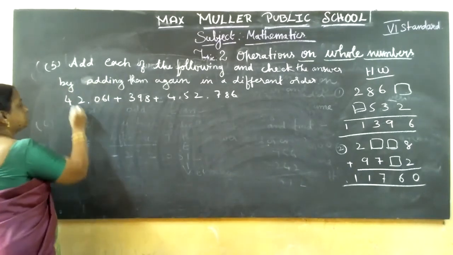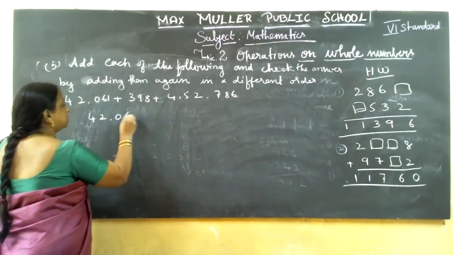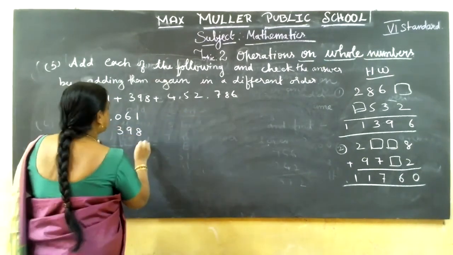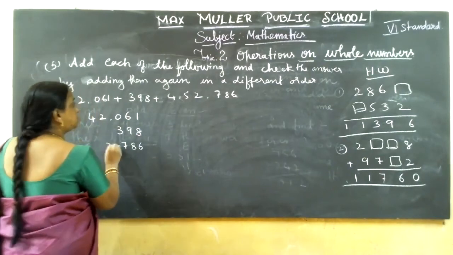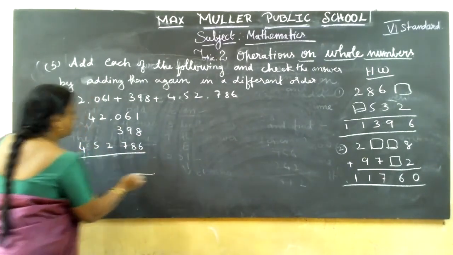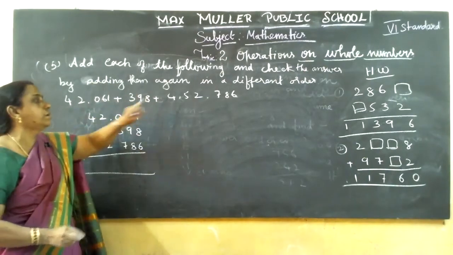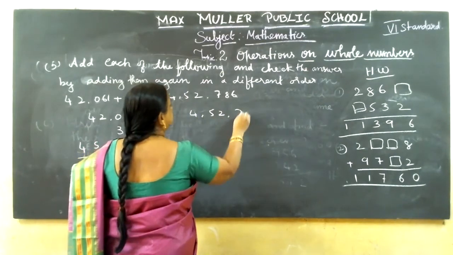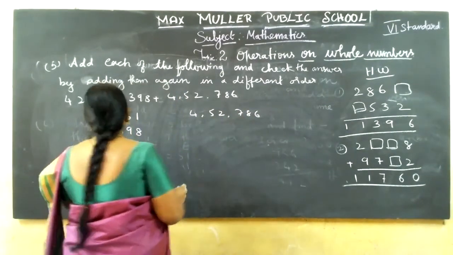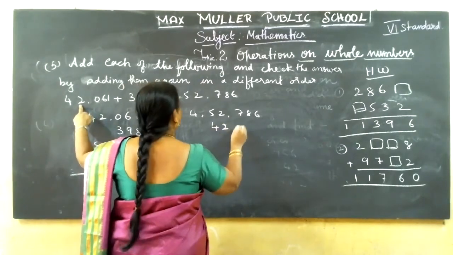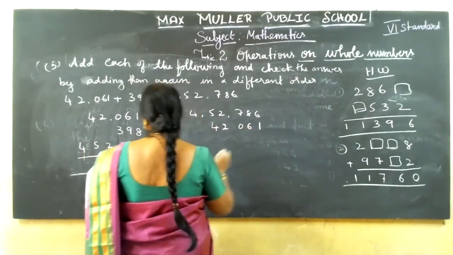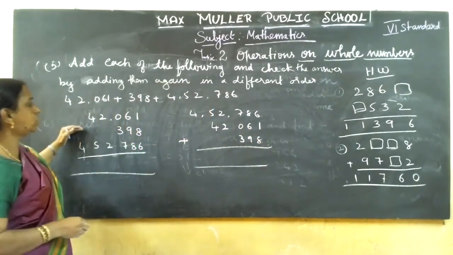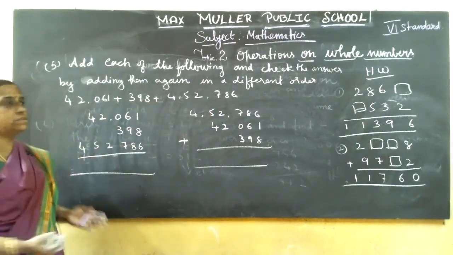First we'll take the first number first, 42,061, then 398, then here 452786. This is one order. Okay. So first number, second number, third number. Now next I will take this number as first, 4,52,786. Then I will take this number, 42,061. Then last I will take 398. So now I change the order. But I'll add here also. Whether we'll get the same result or not, we'll check.